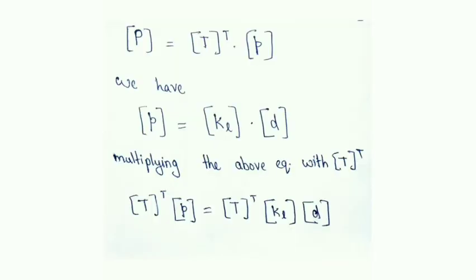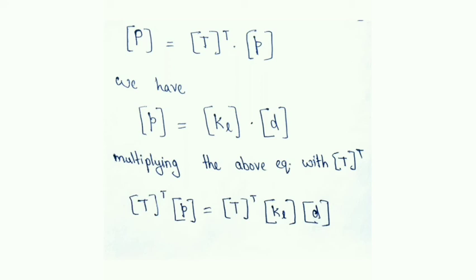Okay, next we have a relation. Local force p is equal to KL into local displacement d. Multiplying this equation with T transpose on both sides, what do we get? We get T transpose small p is equal to T transpose into KL into small d. The left side of the equation, that is T transpose into local p matrix, what is it? It is the global P.